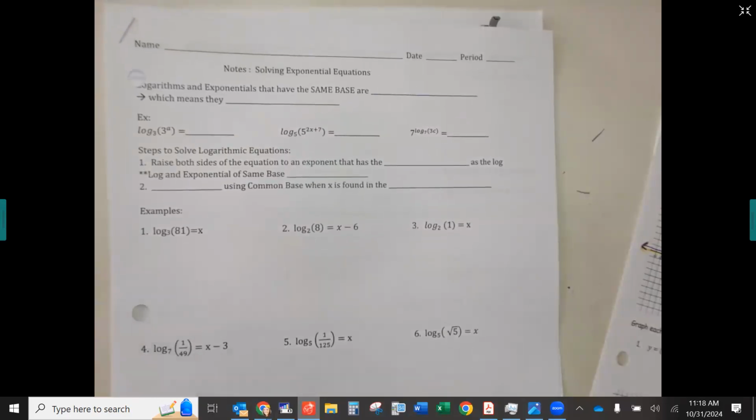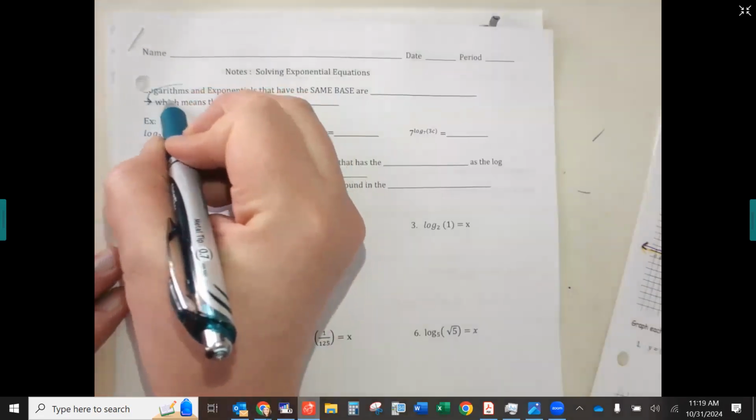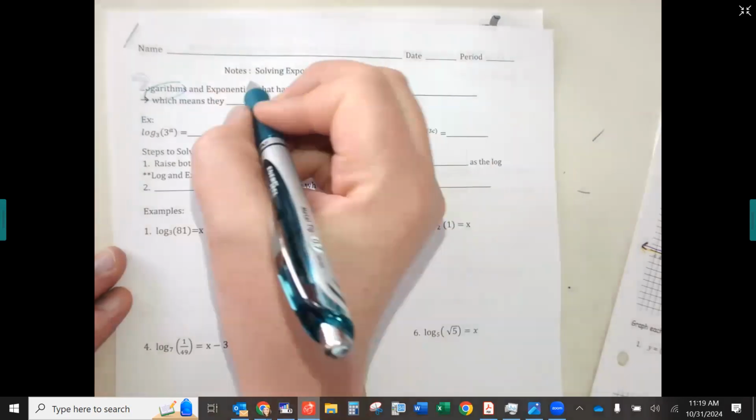Okay, so at the top of your notes, it says that last time we learned, okay, let's put computers up, please. I'm just whacking it with it.